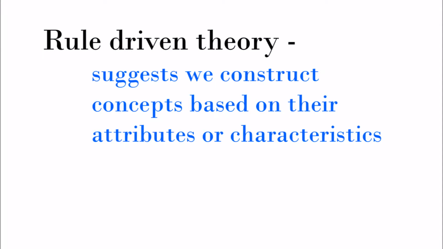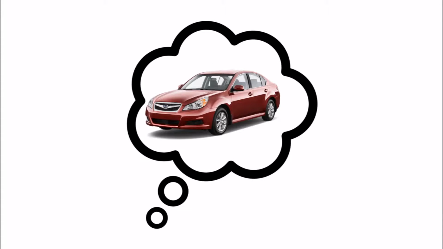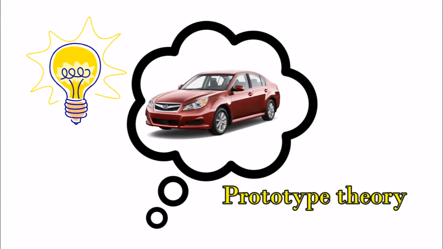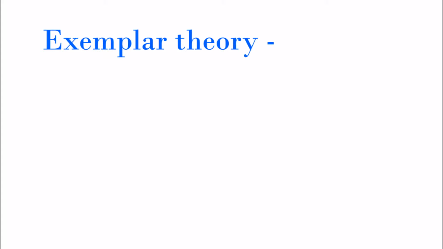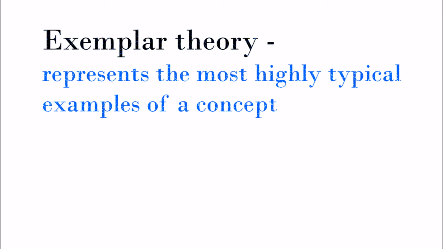What is the first thing that comes to mind when you are told to think of a car? Most would think of a 4-door sedan with 4 wheels. This is an example of prototype theory. Prototype is a person's best mental representation of the category, a general construct of the concept, while exemplar theory, which is more detailed than prototype, represents the most highly typical examples of a concept.